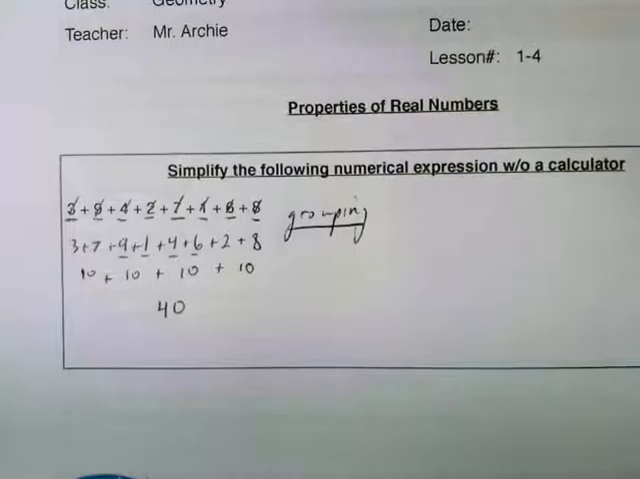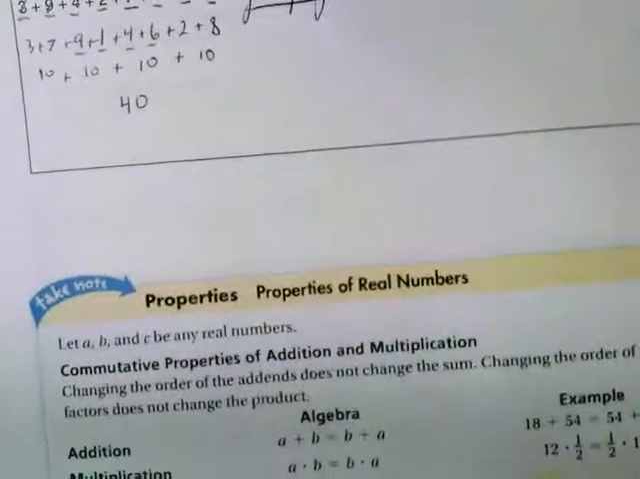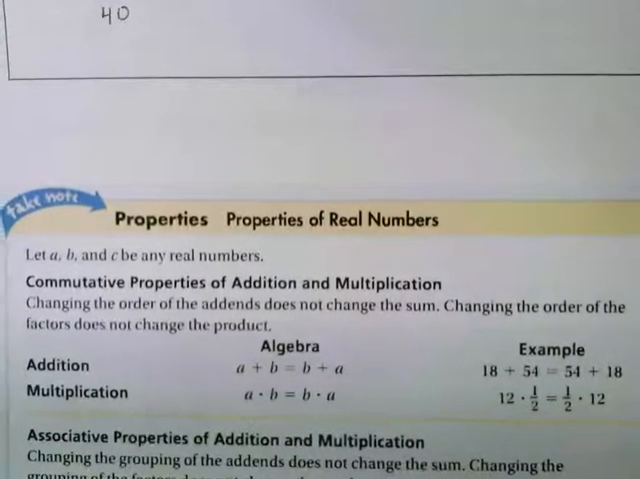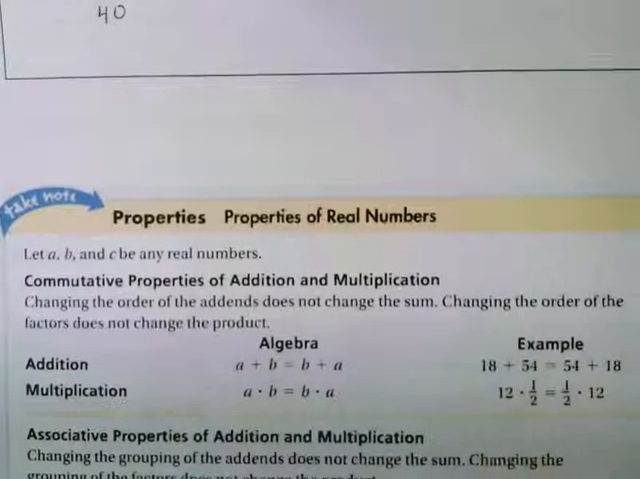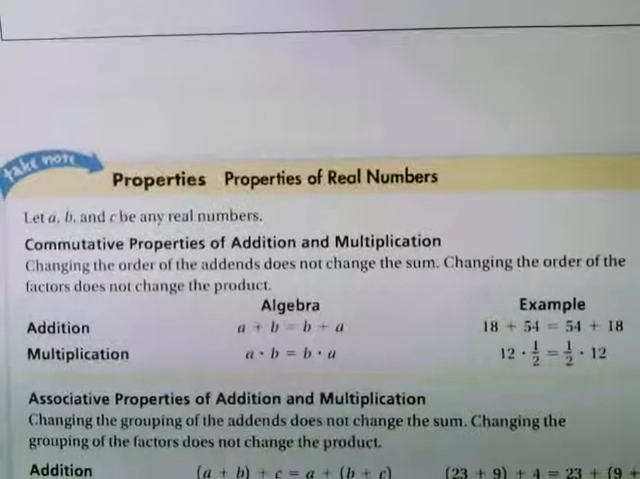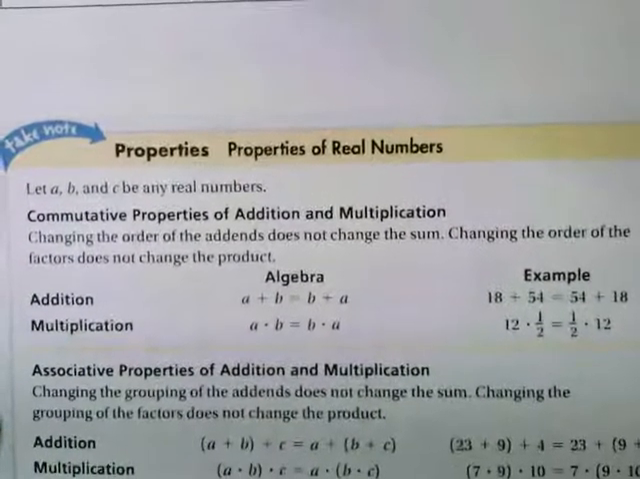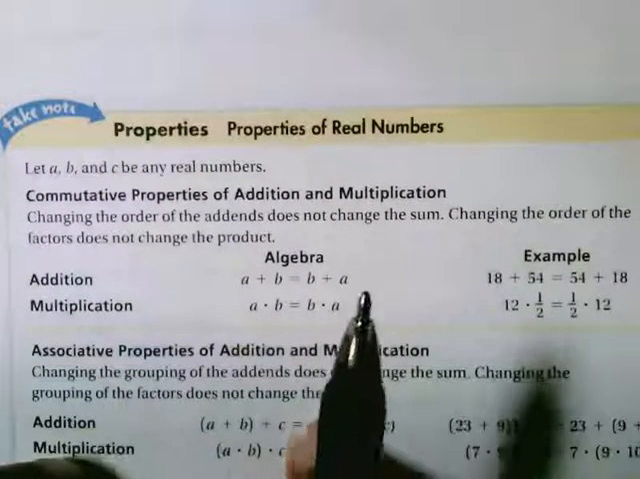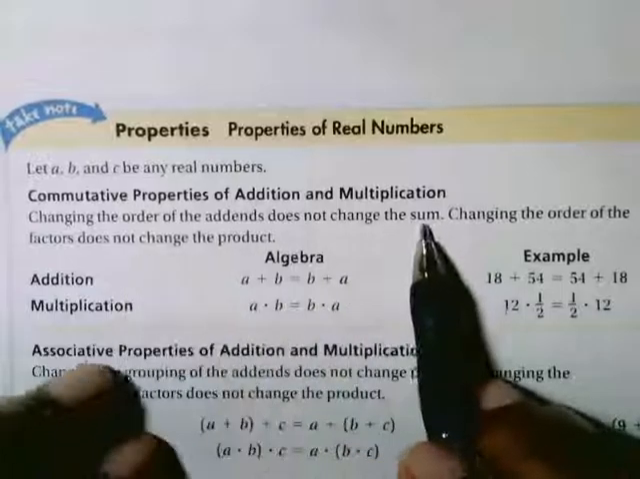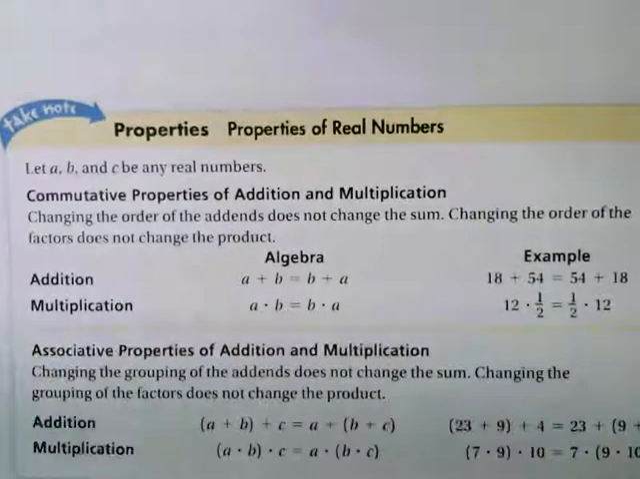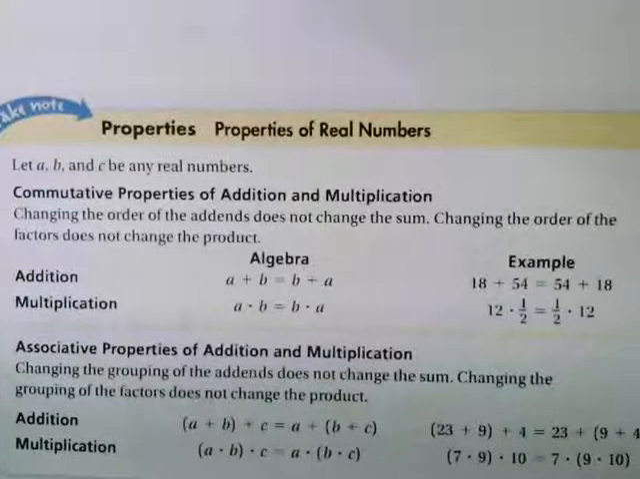So the first one we're going to talk about, which you have heard before, is called the commutative property of addition and multiplication. So addition and multiplication tend to be our friends. They're easier, they tend to work well, and they tend to have a lot of properties that make things go so much easier. And so the commutative property of addition and multiplication says that if I change the order, the value of the expression is the same.